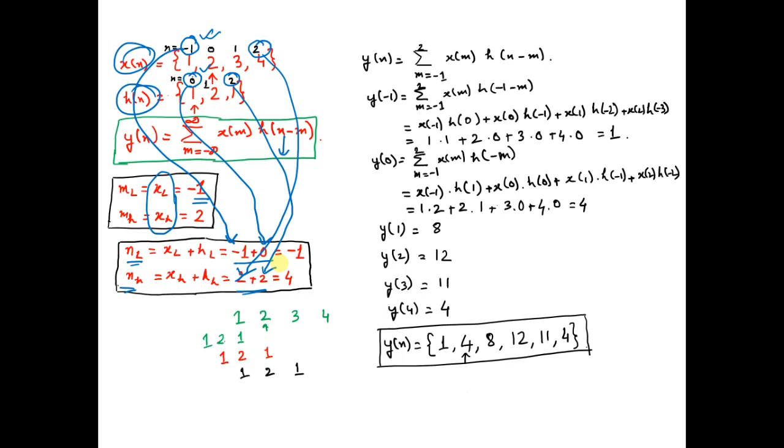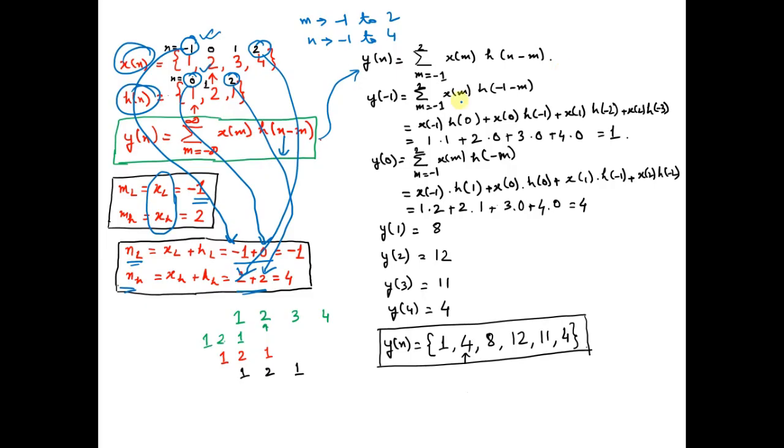Got it? So what we have now, our m will vary from -1 to 2, and our n value will vary from -1 to 4. Okay. So if you see our equation, it has been modified to this one: y of n equals summation of m from -1 to 2, x of m multiplied by h of n minus m.